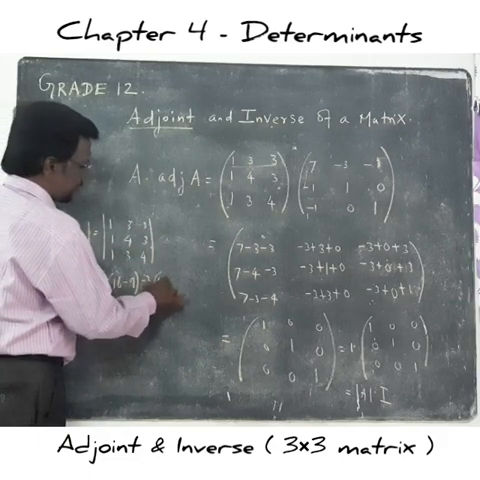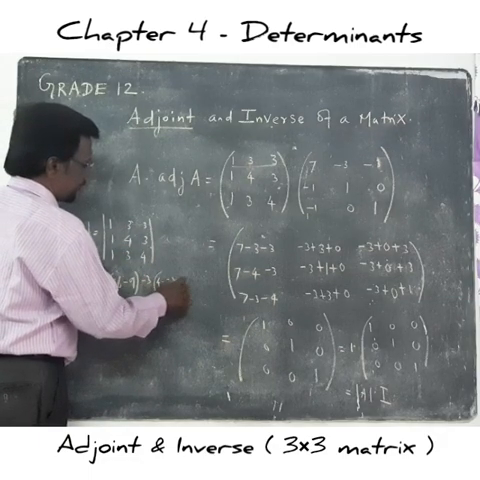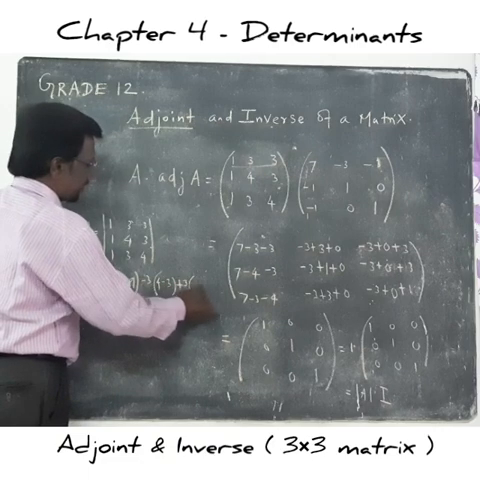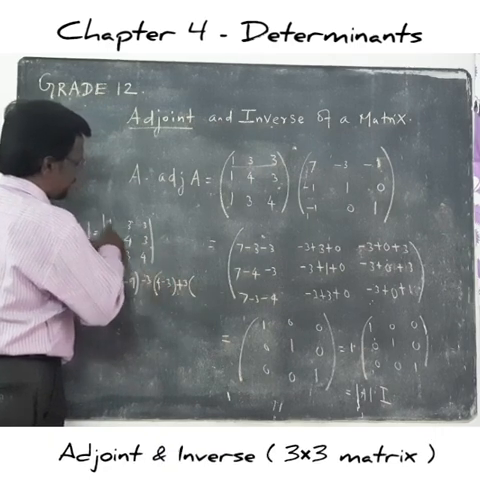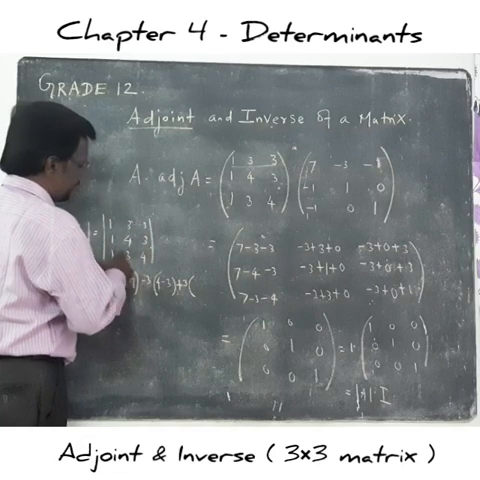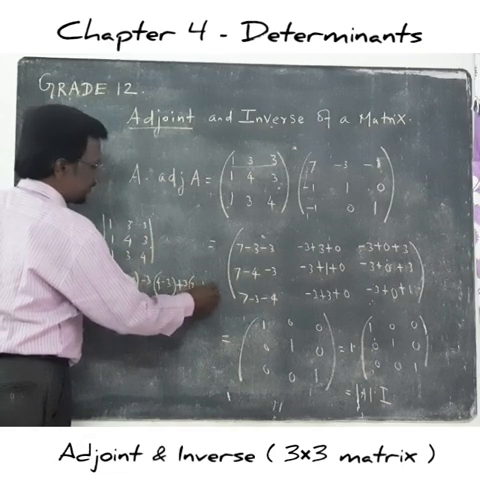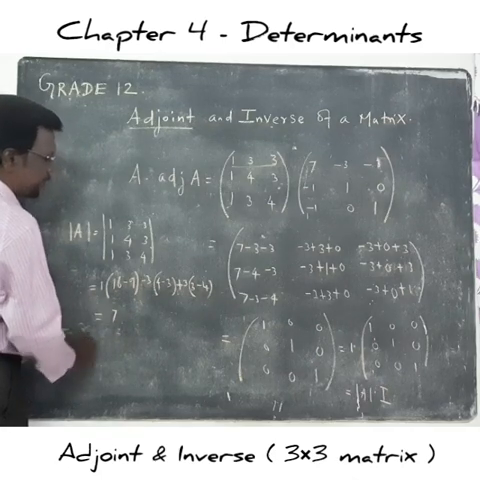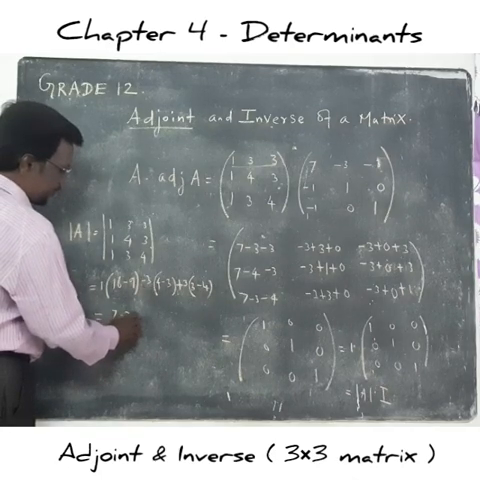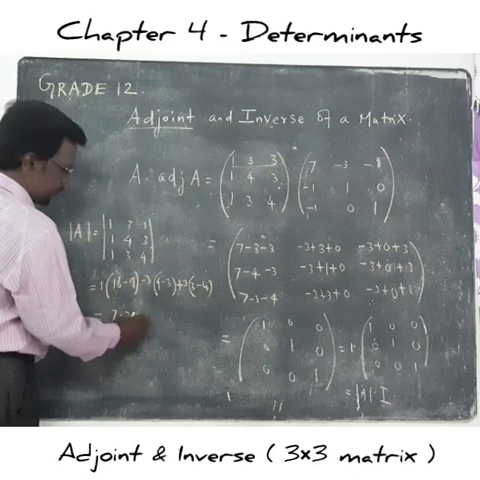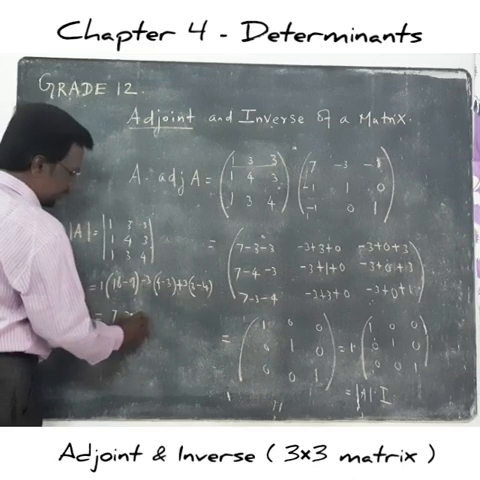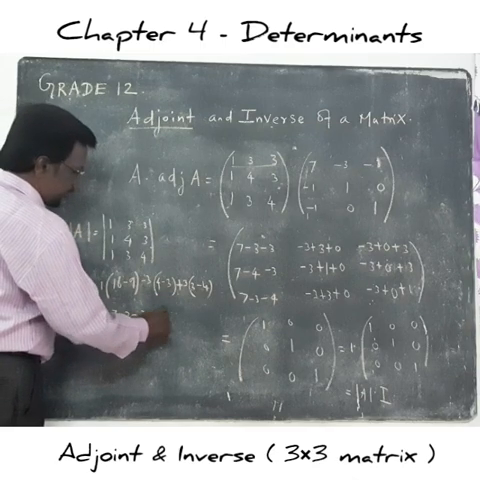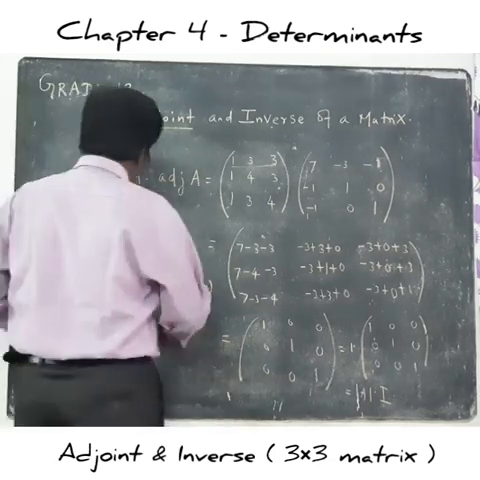1 into 4 minus 3, plus 3 in the... So delete this row and this column. 3 minus 4, so equal to 7. This is minus 3. This is also minus 3. So which is nothing but 1. So the determinant value of A is 1.